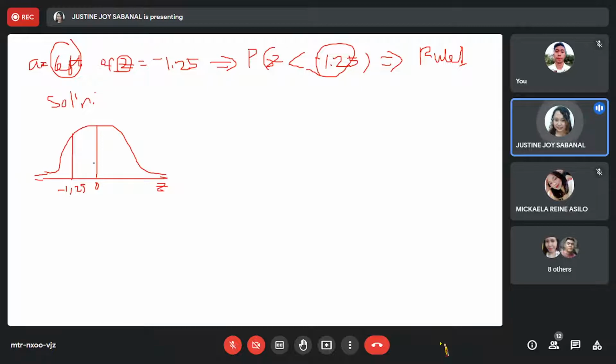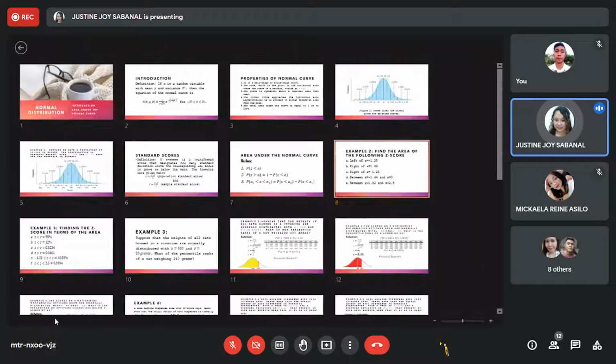Pag negative yung value, nasa kaliwa nung 0. Then, anong yung portion na kailangan yung shadean? Nakadepende po doon sa direction na binibigay sa problem. Since this is left of z is equivalent to negative 1.25, from the tail ends of the normal distribution up to the value of negative 1.25, yan po yung mako-cover natin. Yun yung hahanapan natin ng area po.